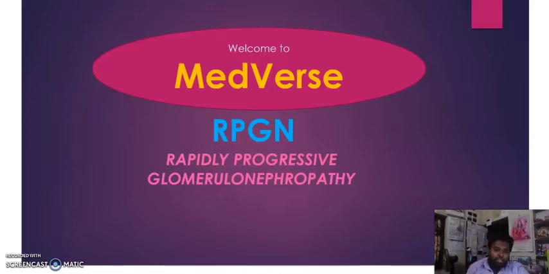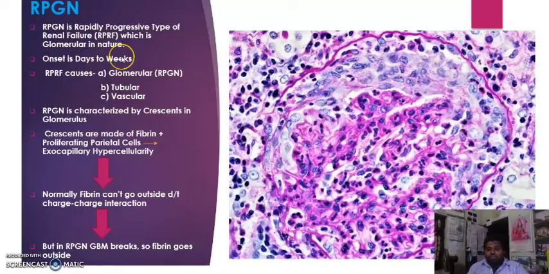So today's topic is RPGN, which is rapidly progressive glomerulonephropathy. RPGN is a type of rapidly progressing renal failure. What are the features of renal failure? Renal failure leads to no or lesser urine formation, that means oliguria or anuria. And RPGN is another type of rapidly progressive renal failure.